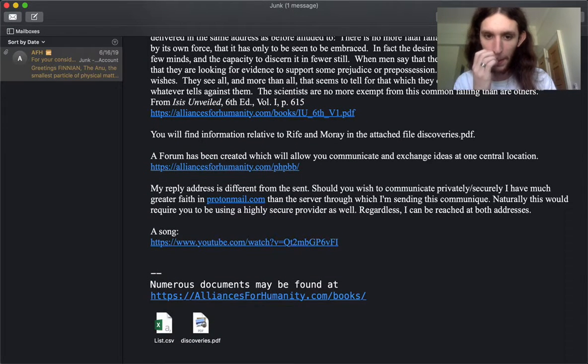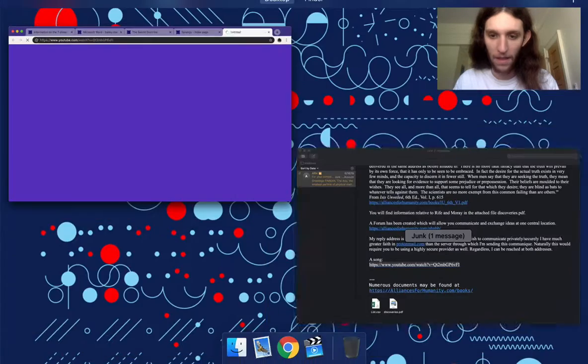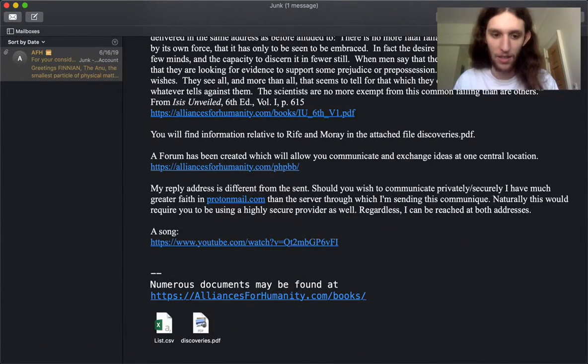Then it's teaching us how to reply, Proton Mail. Oh, and we've also got a song. And then some more links, and then this list of who this was sent to, discoveries.pdf. It's discoveries.pdf. Let's open this up.